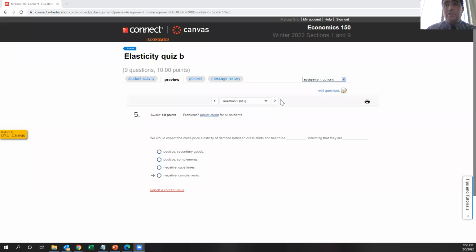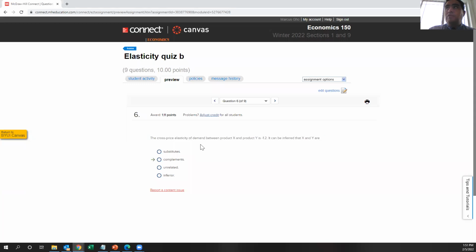Okay, so that's question number 5. Let's look at number 6. Cross price elasticity of demand between X and Y is negative 1.2. That means that they are complements. Using the same example we just talked about with the shirts and the ties, anytime the cross price elasticity is negative, they're complements. If they're positive, they're substitutes. If the value is 0, then they are unrelated.